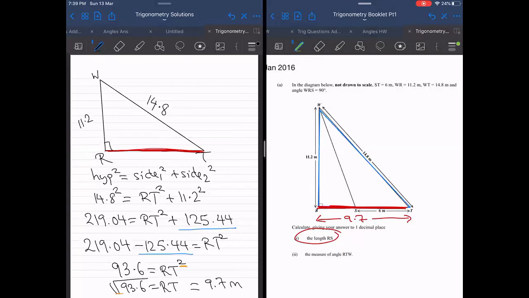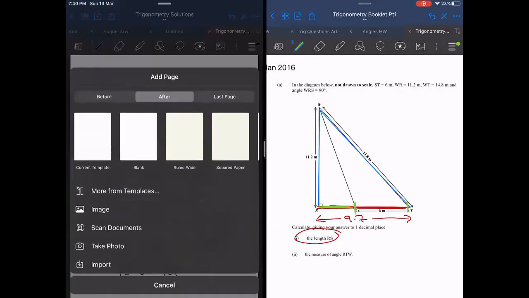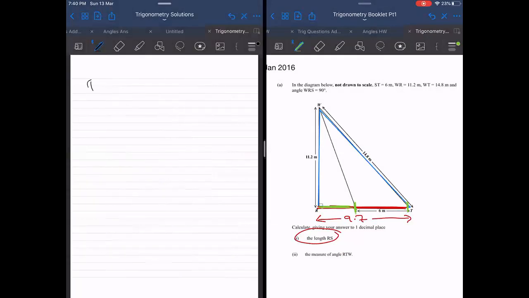But the idea, guys, if the full thing is 9.7 and you know that that part is 6, then this portion must be what is left over. And so our S is simply 9.7 minus 6, which is 3.7.